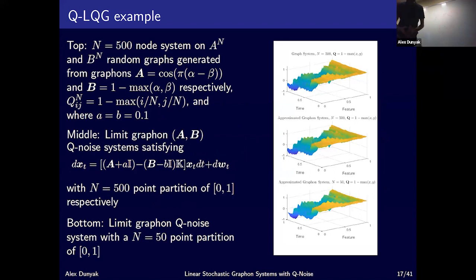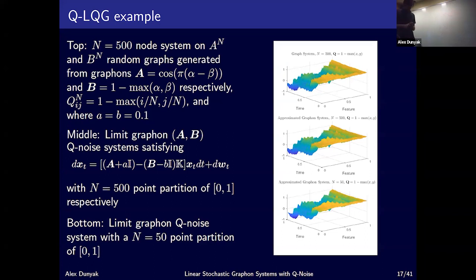So just as a quick example to show that this actually does hold as you would expect, we have a sample run of a few systems here. On the top, we have a 500 node graph averaging system with randomly generated adjacency matrices, where A_N and B_N were generated from these two graphons, cosine of pi alpha minus beta and the uniform attachment graphon, and where the covariance of the Q-noise is given by the uniform attachment graphon as well.